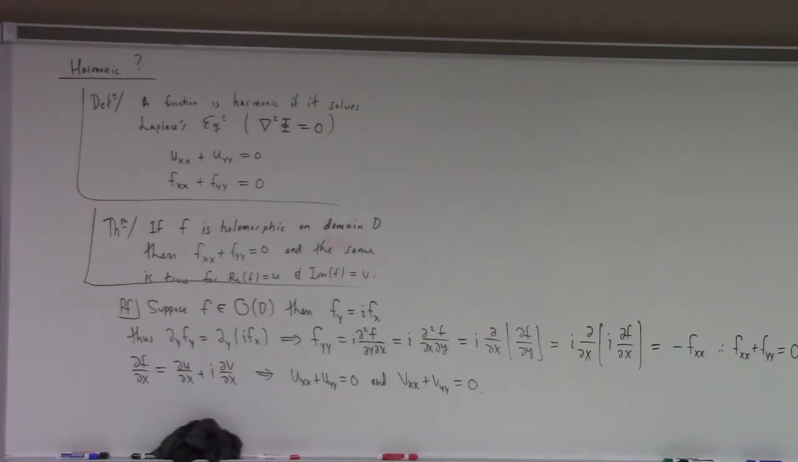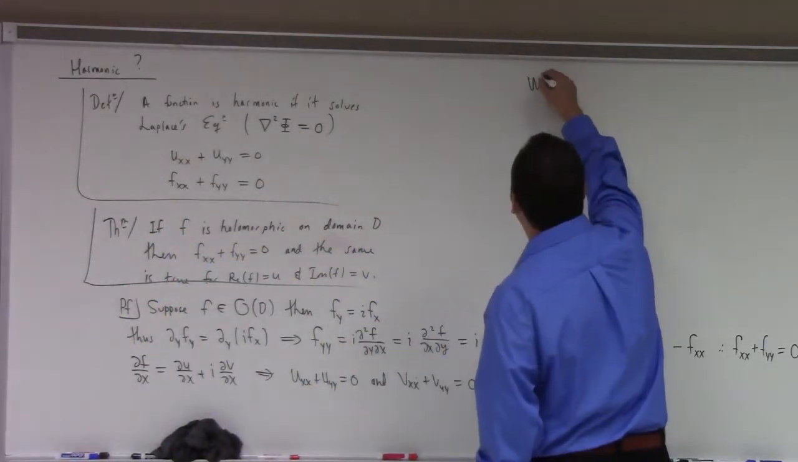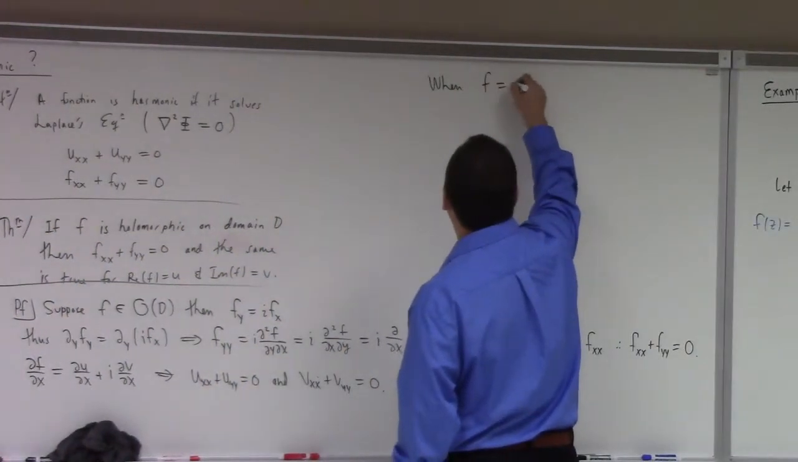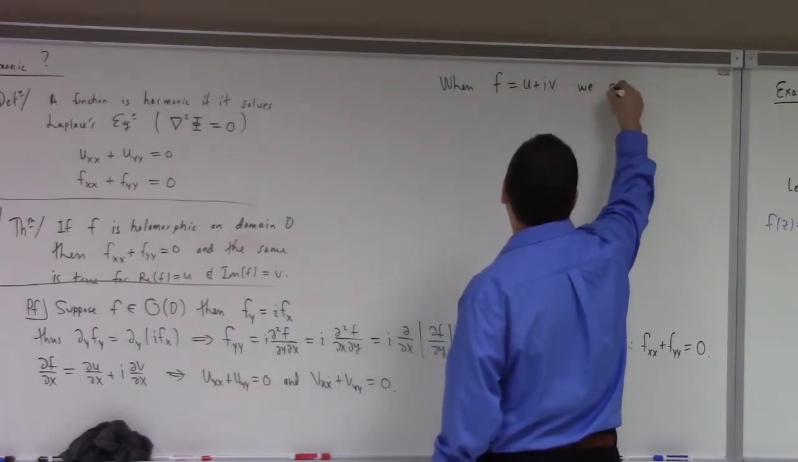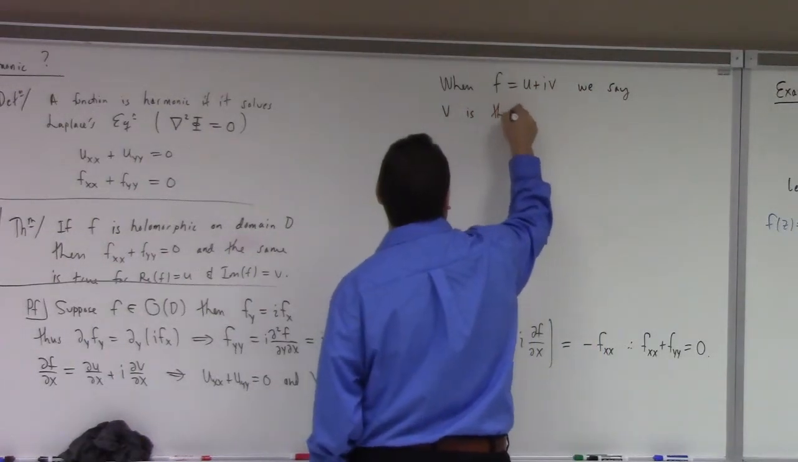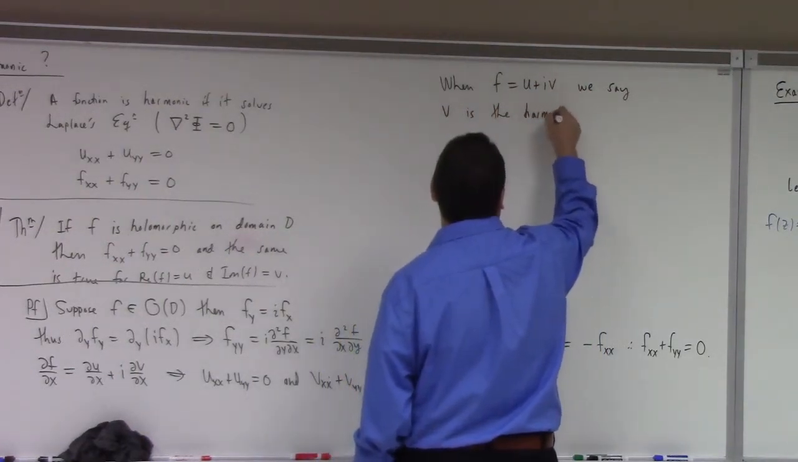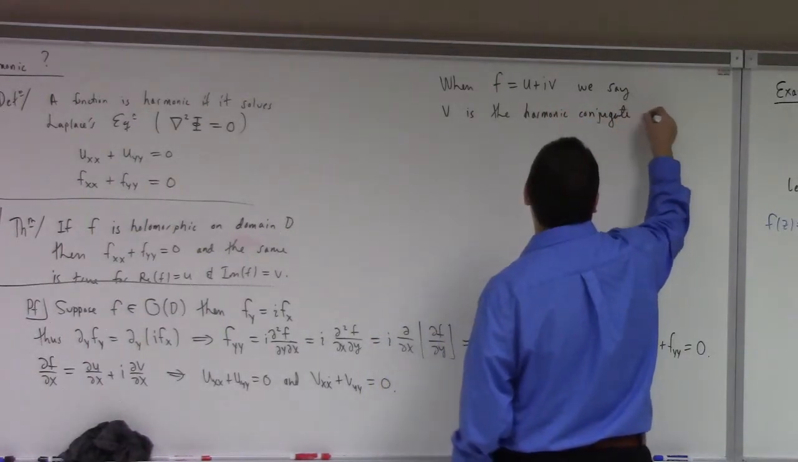Now, a little bit more language. When f equals u plus iv, we say v is the harmonic conjugate of u.